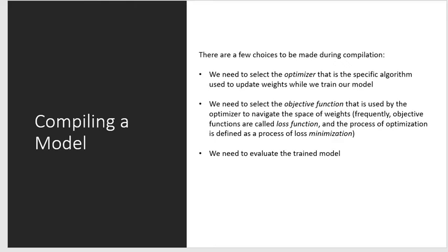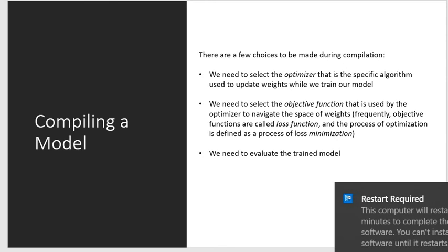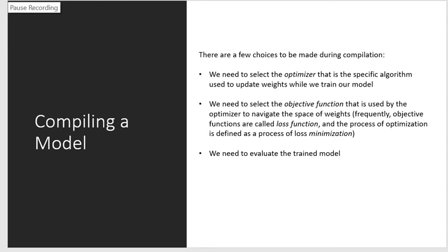The second important thing that we need to choose is the objective function. By objective function, I mean the loss function, which is nothing but the difference between the predicted part and the actual part. So, we need to select an objective function that is used by the optimizer to navigate the space of weights. Frequently, objective functions are called the loss function, and the process of optimization is defined as a process of loss minimization. Then we need to evaluate the trained model.